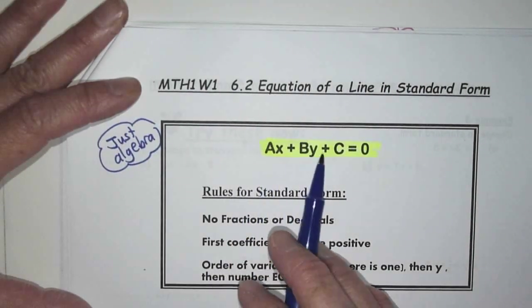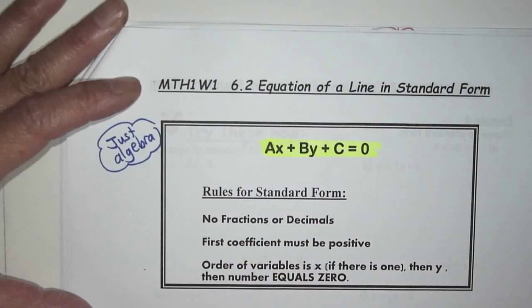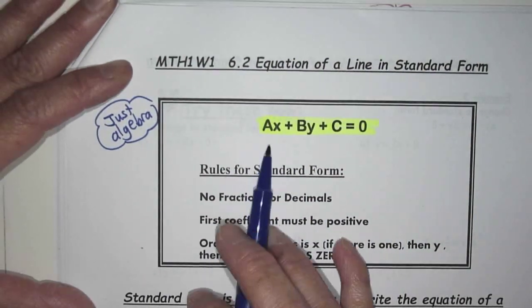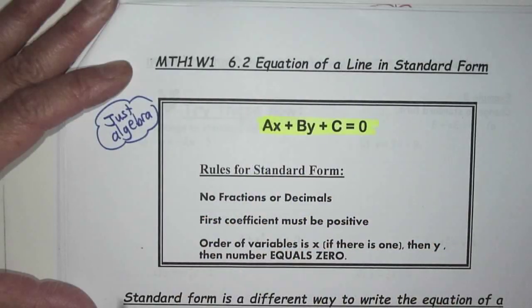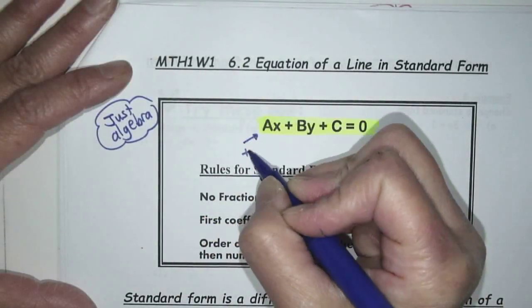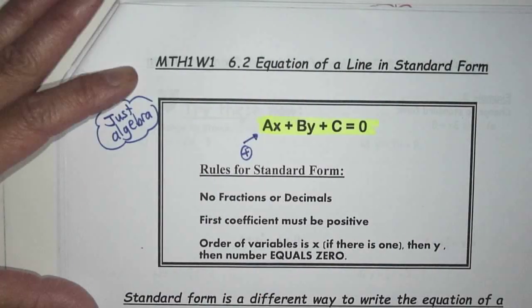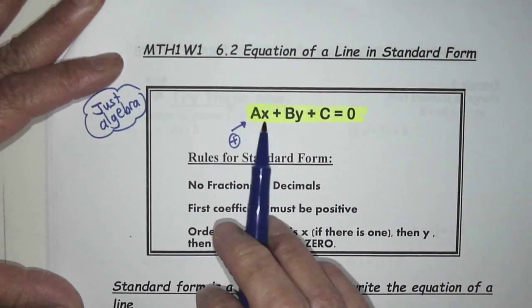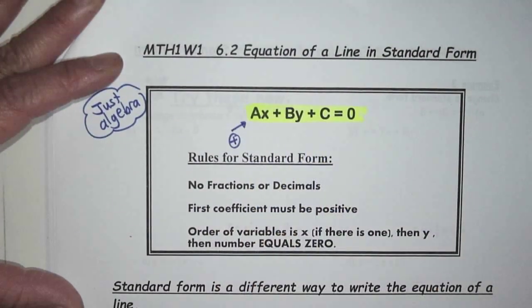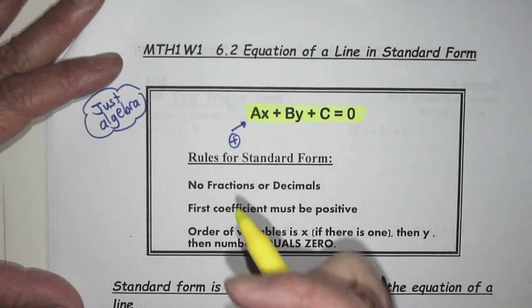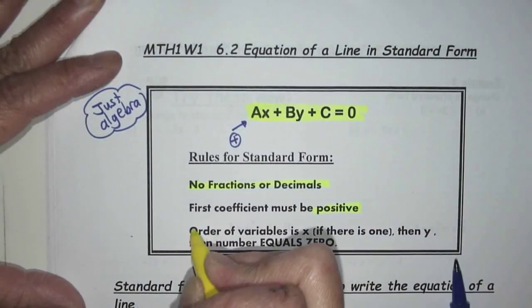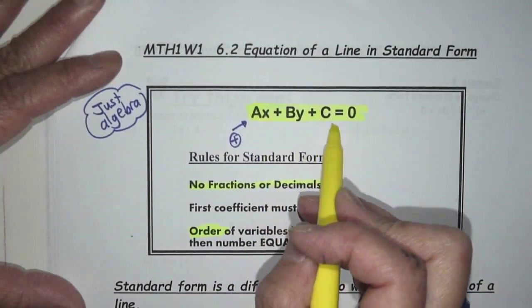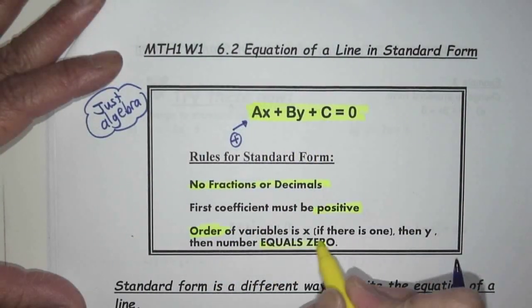I don't want there to be any fractions or decimals for these coefficients. The first coefficient, I want you to be positive. So whichever way you want to move it, I want you to be positive here. So let's just be a positive in the front. And no fractions or decimals. And I do want it to be x, then y, then number equals 0. So the order does matter. It has to be positive to start with, and the order does matter. So I want x, y, number equals 0. And it has to equal 0.